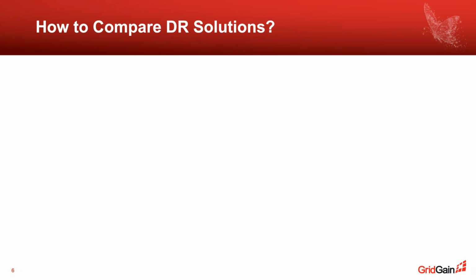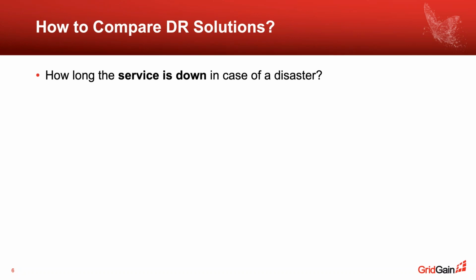First of all, we need to look at what the consequences of the disaster are if it happens. The first consequence is, of course, the service being down, applications not able to serve our users. And second of all, there is a possibility of data loss. So the amount of time for which the service is down and the amount of lost data are the two key parameters that describe any disaster recovery solution or plan.